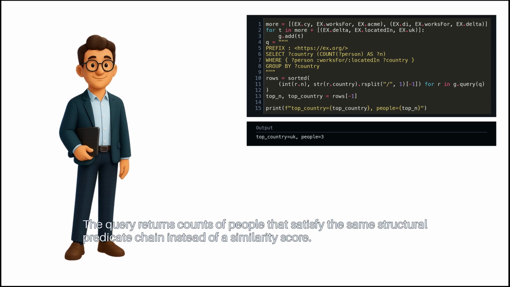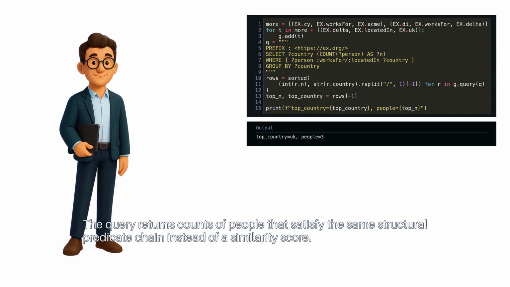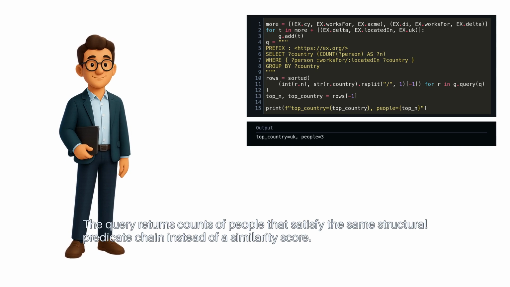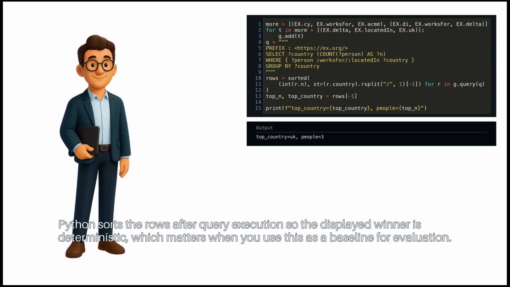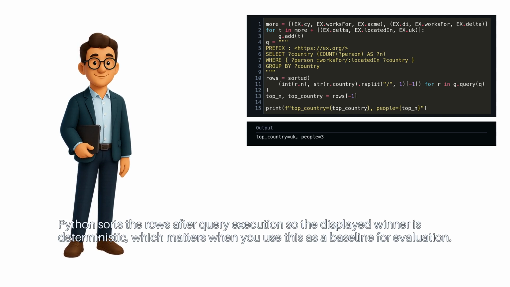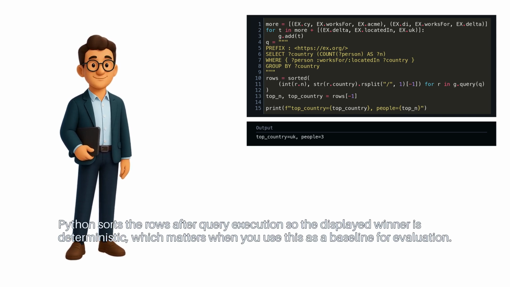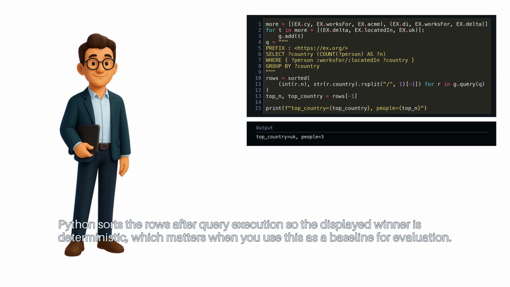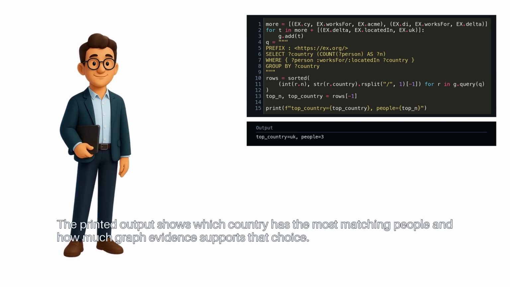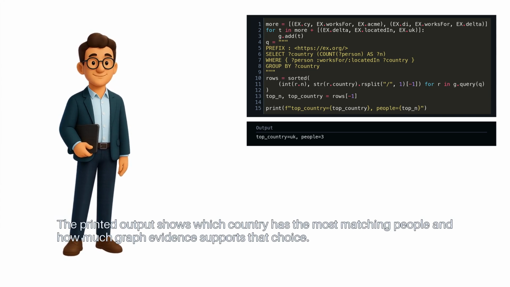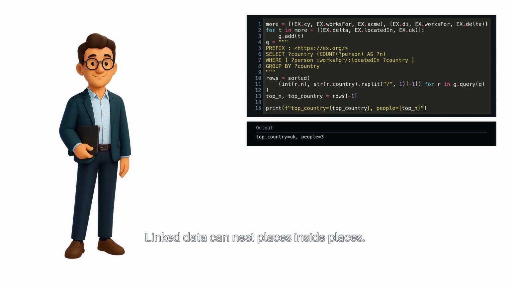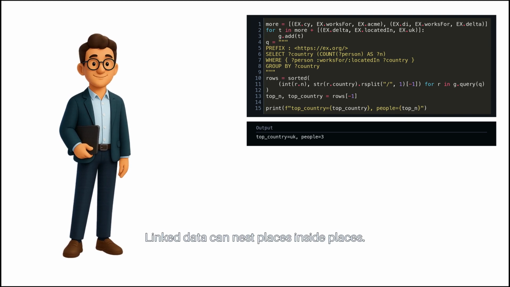The query returns counts of people that satisfy the same structural predicate chain instead of a similarity score. Python sorts the rows after query execution, so the displayed winner is deterministic, which matters when you use this as a baseline for evaluation. The printed output shows which country has the most matching people and how much graph evidence supports that choice. Linked data can nest places inside places.